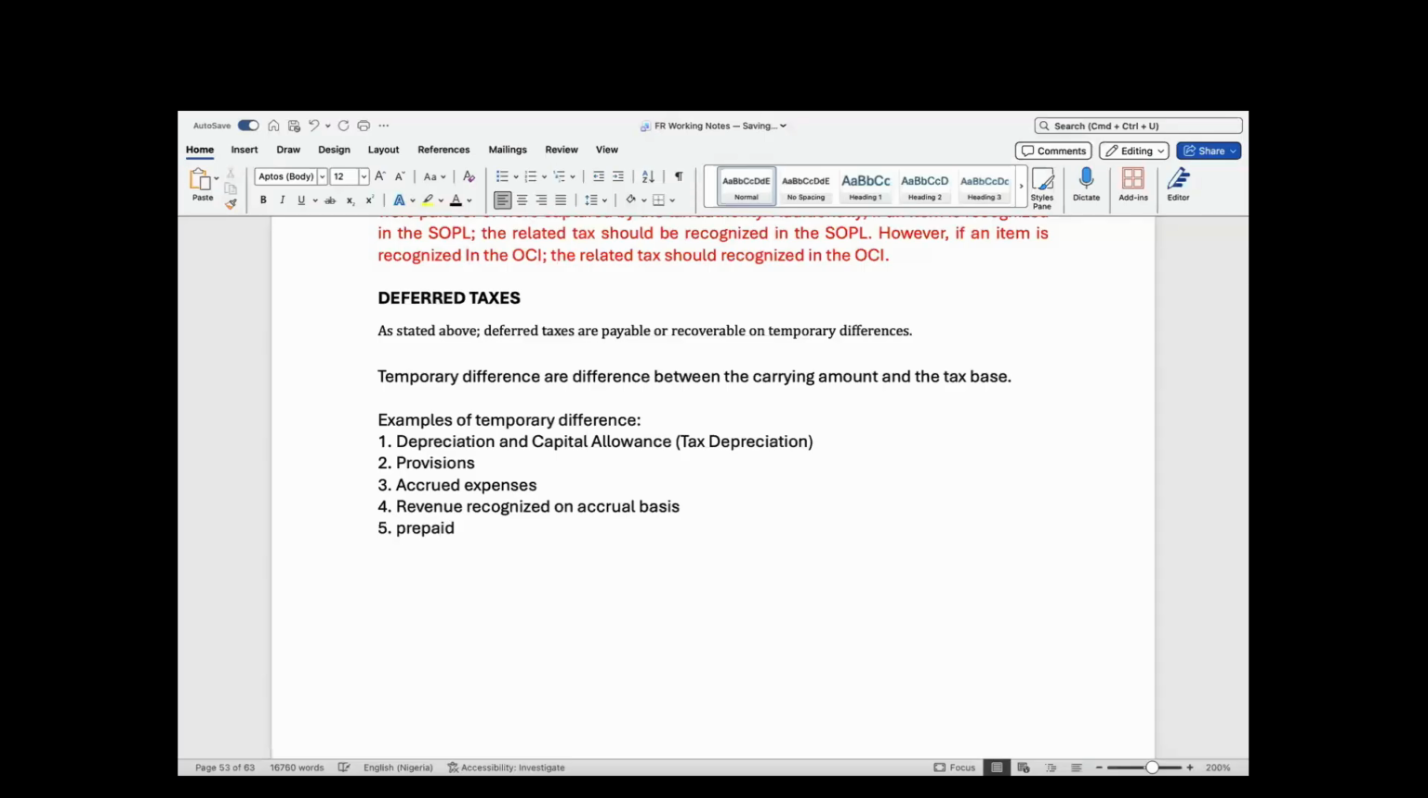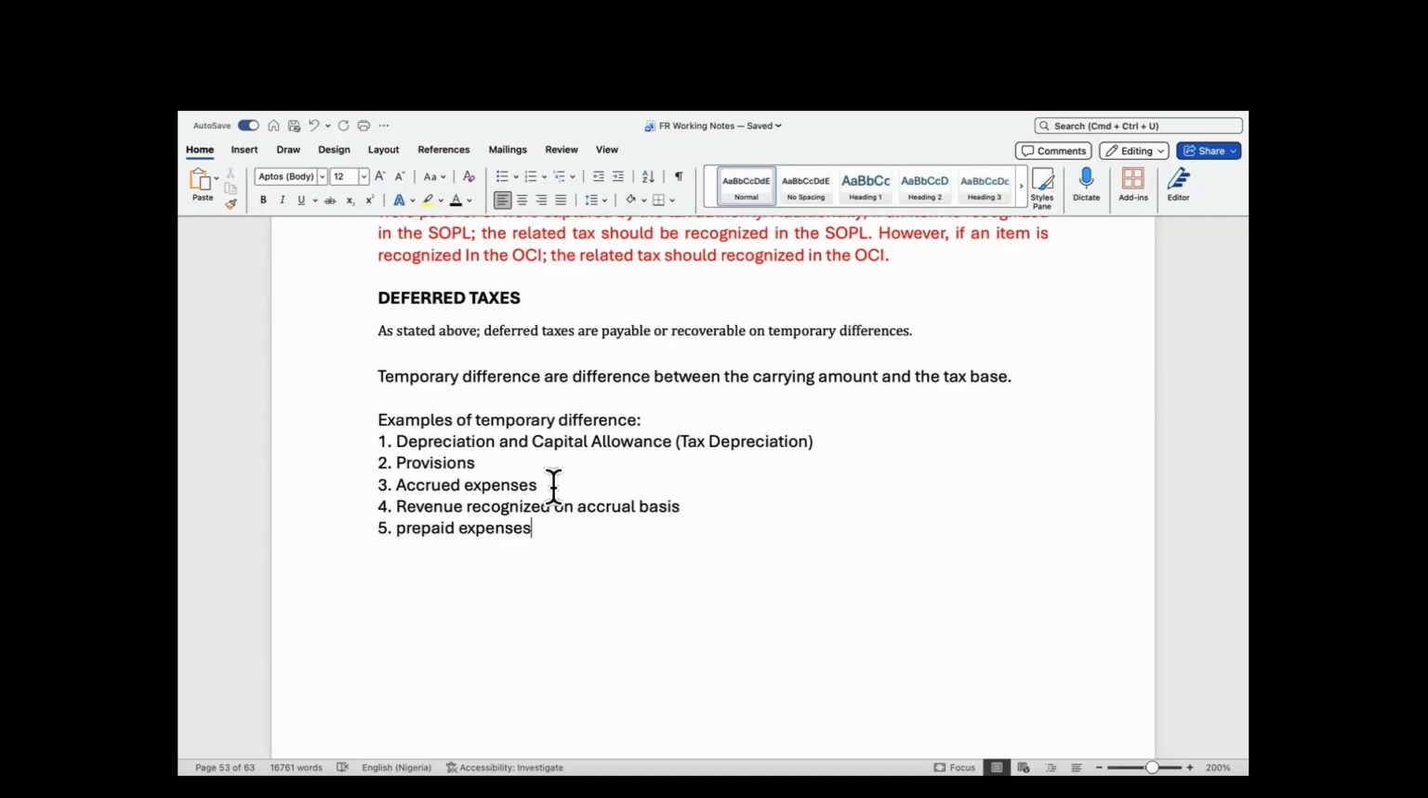Another one is prepaid expenses. These are expenses that you have not incurred, but you have paid for, like rent. You can pay 2 years in advance. The taxman might allow the entire 2 years, even though you have not captured it in your books as an expense. It can result in temporary difference should they allow the entire amount for you. Even though in reality, since it's only 1 year we'll have captured for the year, that is the only one they would allow in most cases.